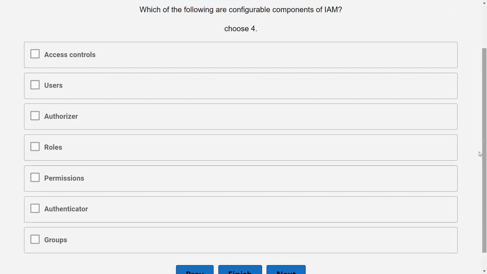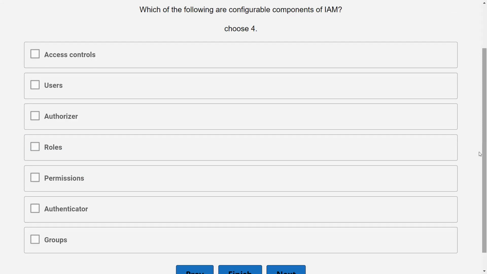Which of the following are configurable components of IAM? We see it here. Get the answer wrong, we get that wrong. Configurable components. With IAM, what are the things you can configure? If you open your IAM, the security measures we put in place.